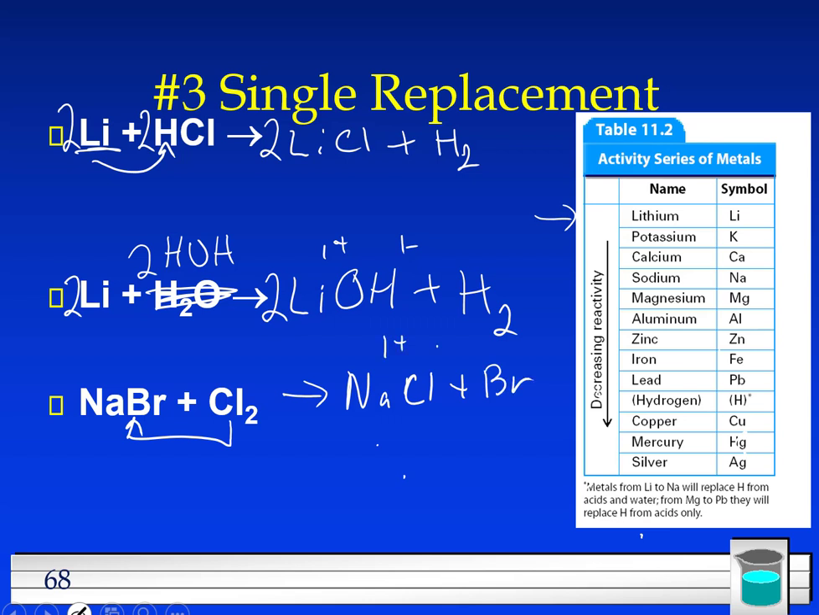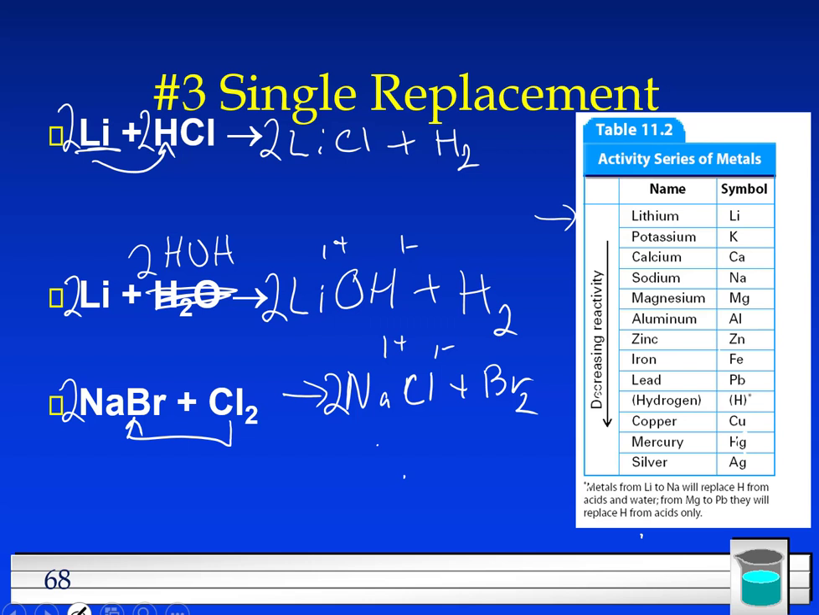Na is 1 plus, Cl is 1 minus, so that's okay. Br needs a 2. And then down. So 2 Brs, which means I put 2 next to NaBr, which gives me 2 Nas. So I put a 2 next to NaCl, which gives me 2 Cls, which I wanted anyway. So get a feel for the process. Do what the name says. Then figure out the subscripts. Then balance.